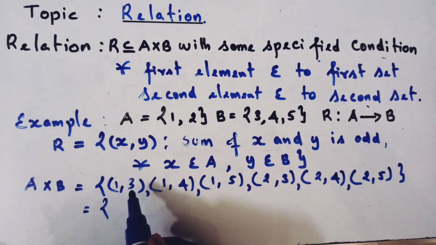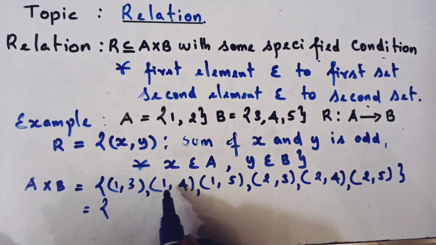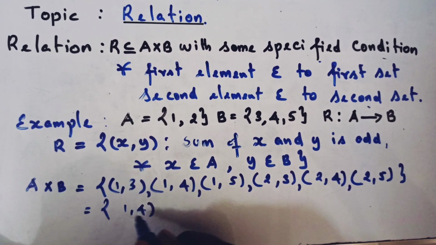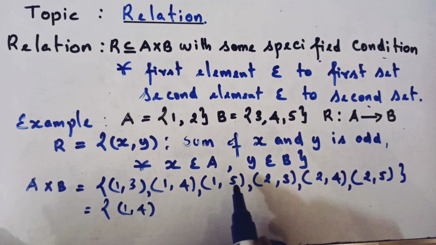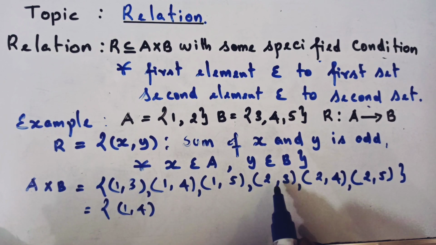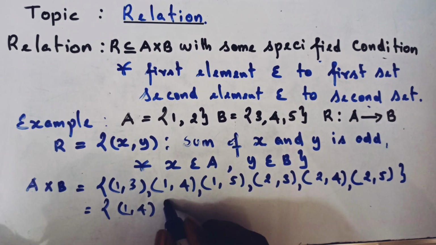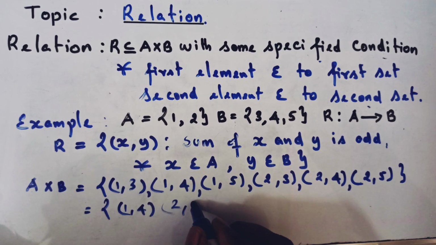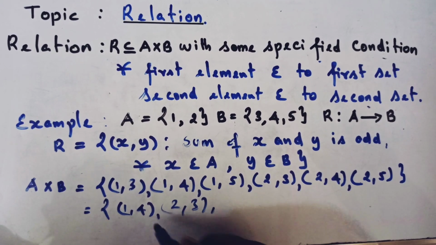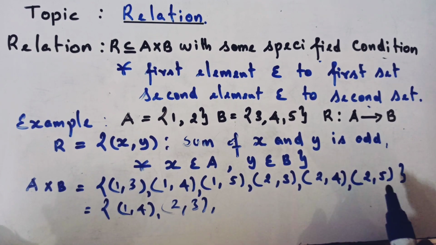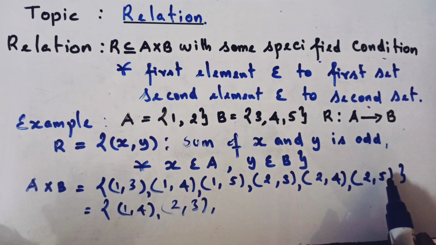1 plus 3. 1 plus 3 is 4. It is an even number, so I can't take it. 1 plus 4 is 5, which is an odd number, so I can take this (1, 4). Next is (1, 5). 1 plus 5 is 6. Again, it's an even number, so I won't be able to take it. Next, 2 and 3. 2 plus 3 is 5. Yes, it is an odd number, so I can take (2, 3). Next, (2, 4). 2 plus 4 is 6. Again, an even number. 2 plus 5 is 7. Yes, it's an odd number.